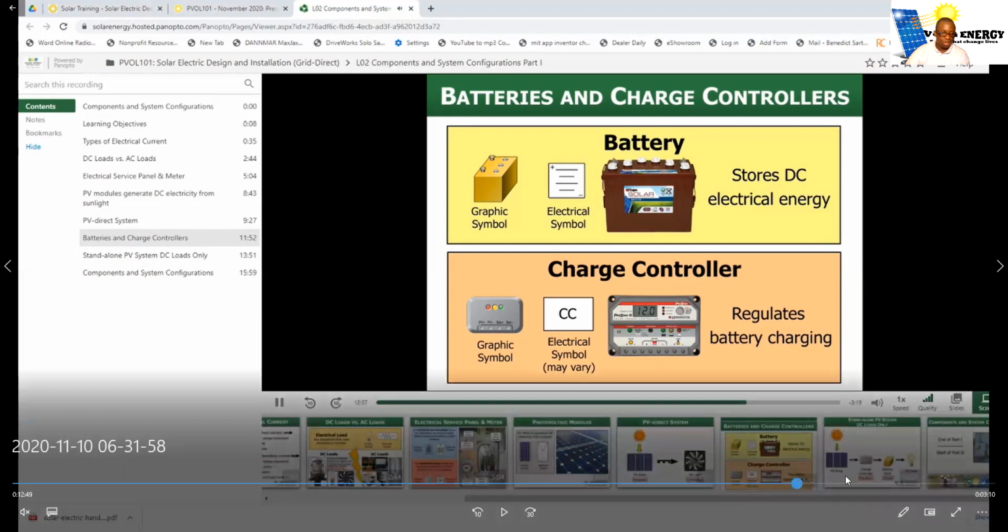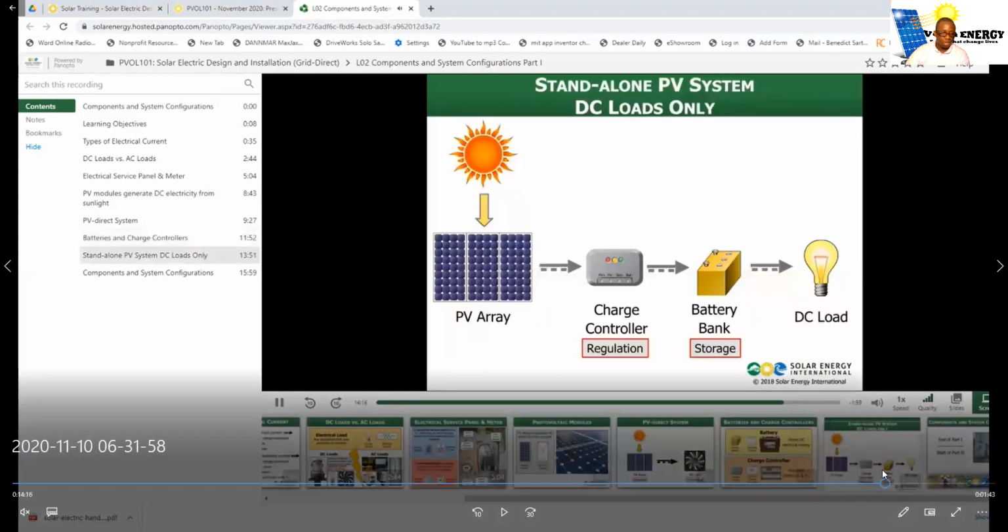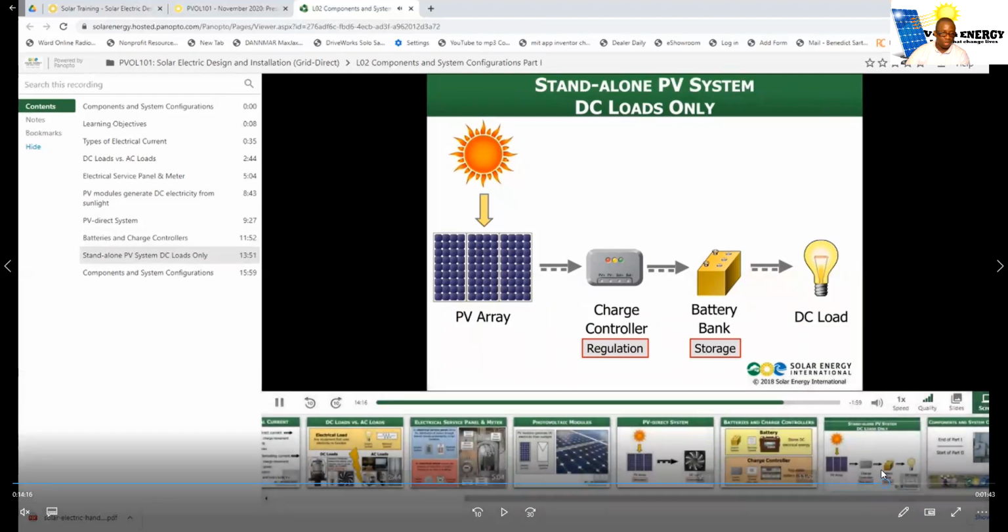All right, let's move on to standalone PV system, DC load only. So this here is a full system. The sun shines on the PV array. You have your charge controller, which takes the current from the PV array and discharges it into the battery. And the battery provides you DC current.